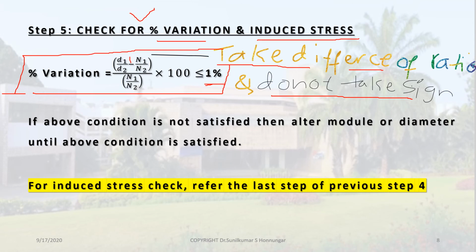If the above condition is not satisfied, then again the same iteration as told previously. Iteration means you change the module or you change the diameter until the above condition is satisfied. For the induced stress check, refer to the last step, step number 4, whatever I have narrated.